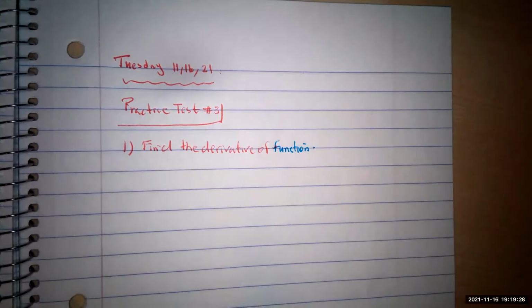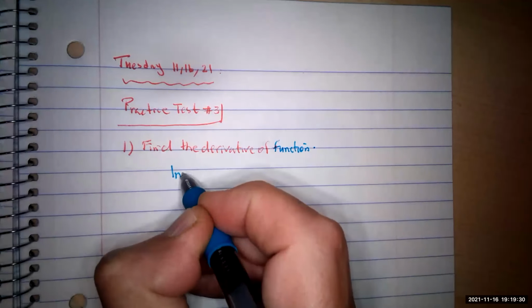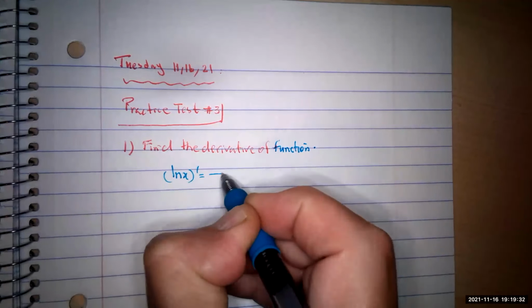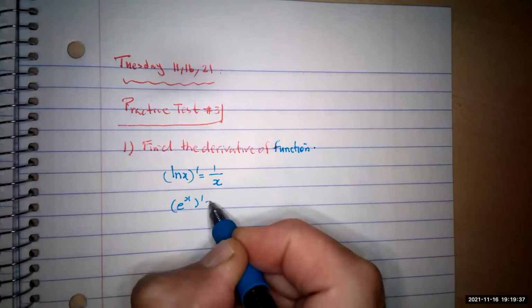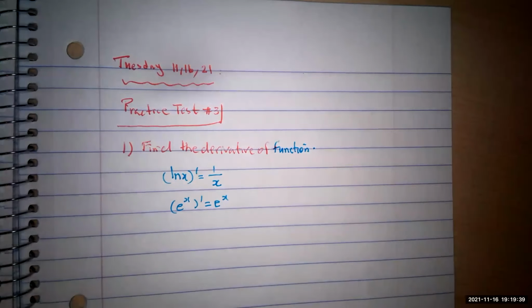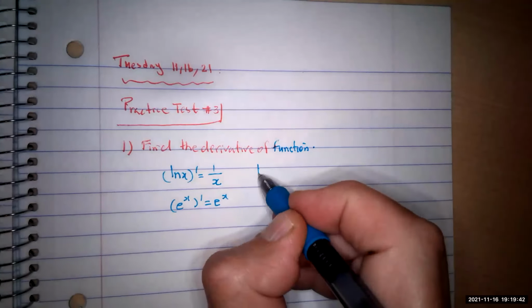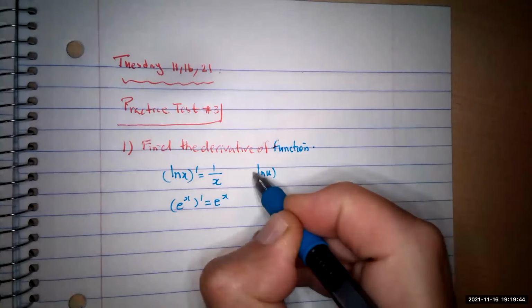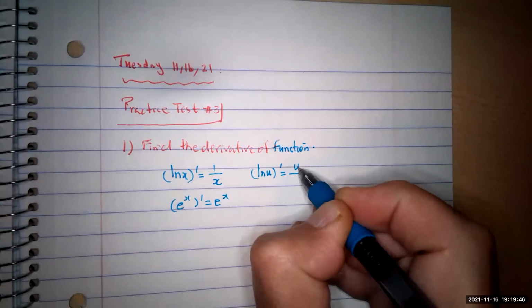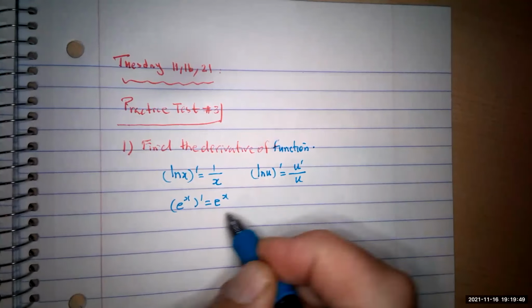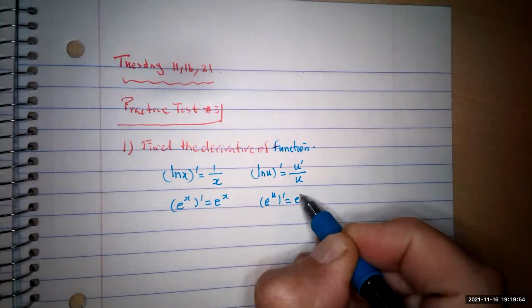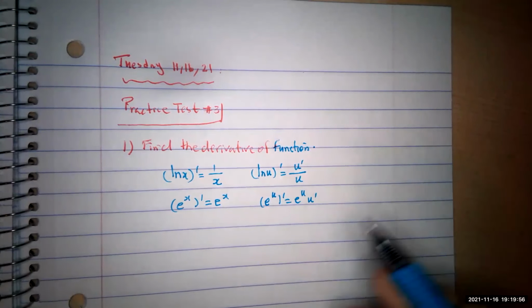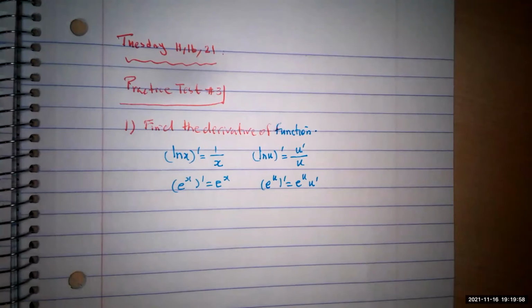So the formulas that we need to know: the derivative of ln x is 1 over x, and the derivative of e to the x is just e to the x. But if you change it to something else, the derivative of ln u, you have to apply the chain rule. It's going to be u prime over u. If you change this one into e to the u, the derivative would be e to the u times u prime. Okay, this is all we need for doing these types of problems.